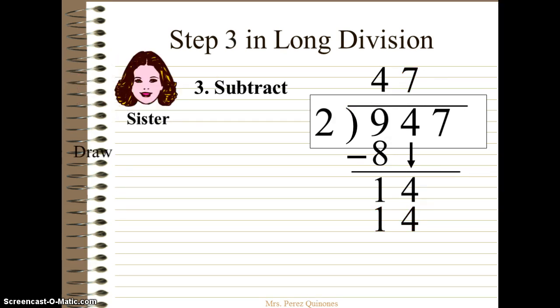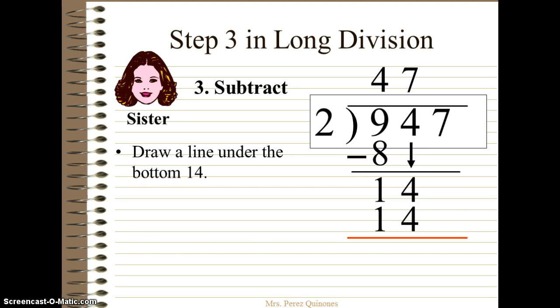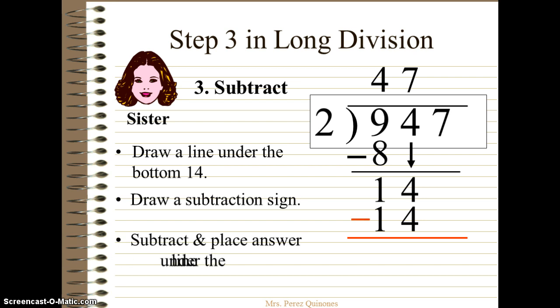We move on to our sister. Subtract. Draw a line under the bottom 14, like so. Draw a subtraction sign. Subtract and place the answer under the line. 14 minus 14 is 0.